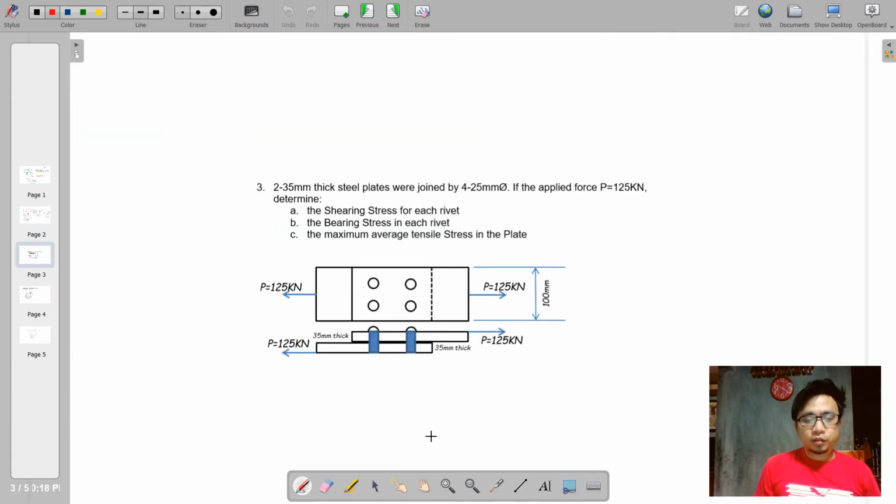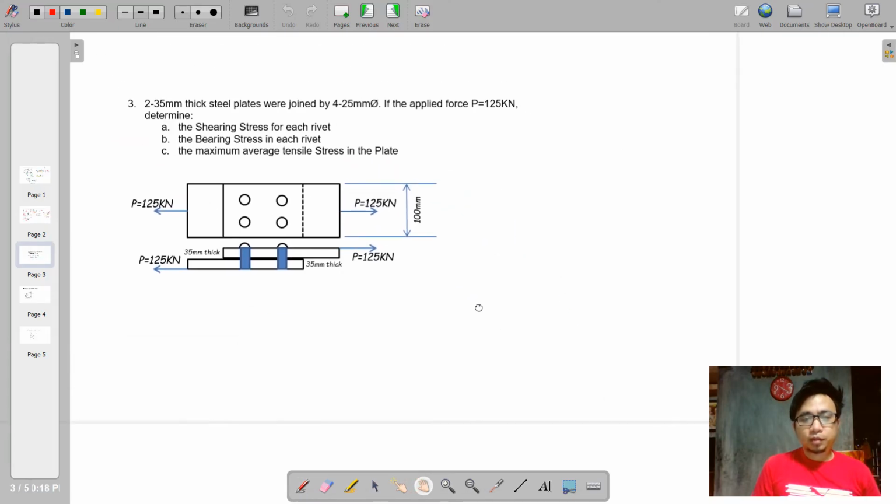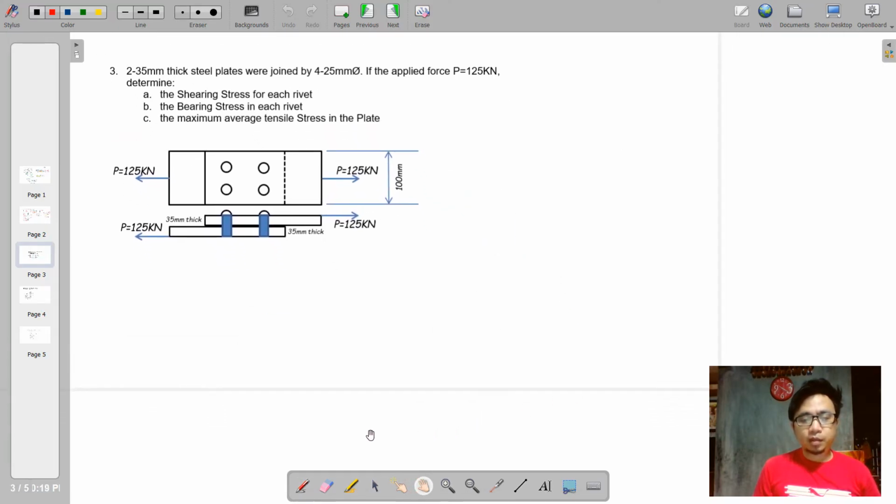So moving on to the third problem. This is quite a similar problem to what we have discussed previously. We have here two plates that are connected with this 25 millimeter diameter bolt, and if the applied force is 125, we are going to determine the following: the shearing stress on each of the rivet, and then the bearing stress in each rivet, and also the maximum average tensile stress in the plate.